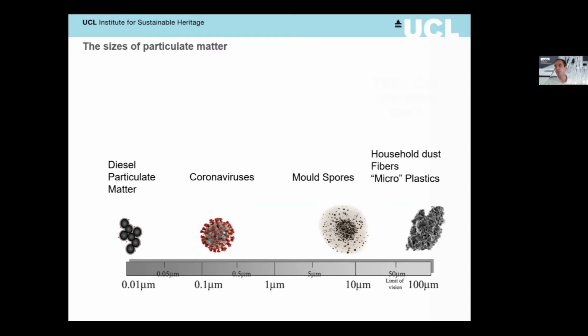At a few microns, we would have mold spores. These are the ones on this size that are perhaps more interesting to cultural heritage. And at the hundreds of microns, we would have household dust, also fibers from clothing, and also the particles that nowadays we call microplastics, even though they are not as micro as other things, and they are a small but quite interesting fraction of the large particles.